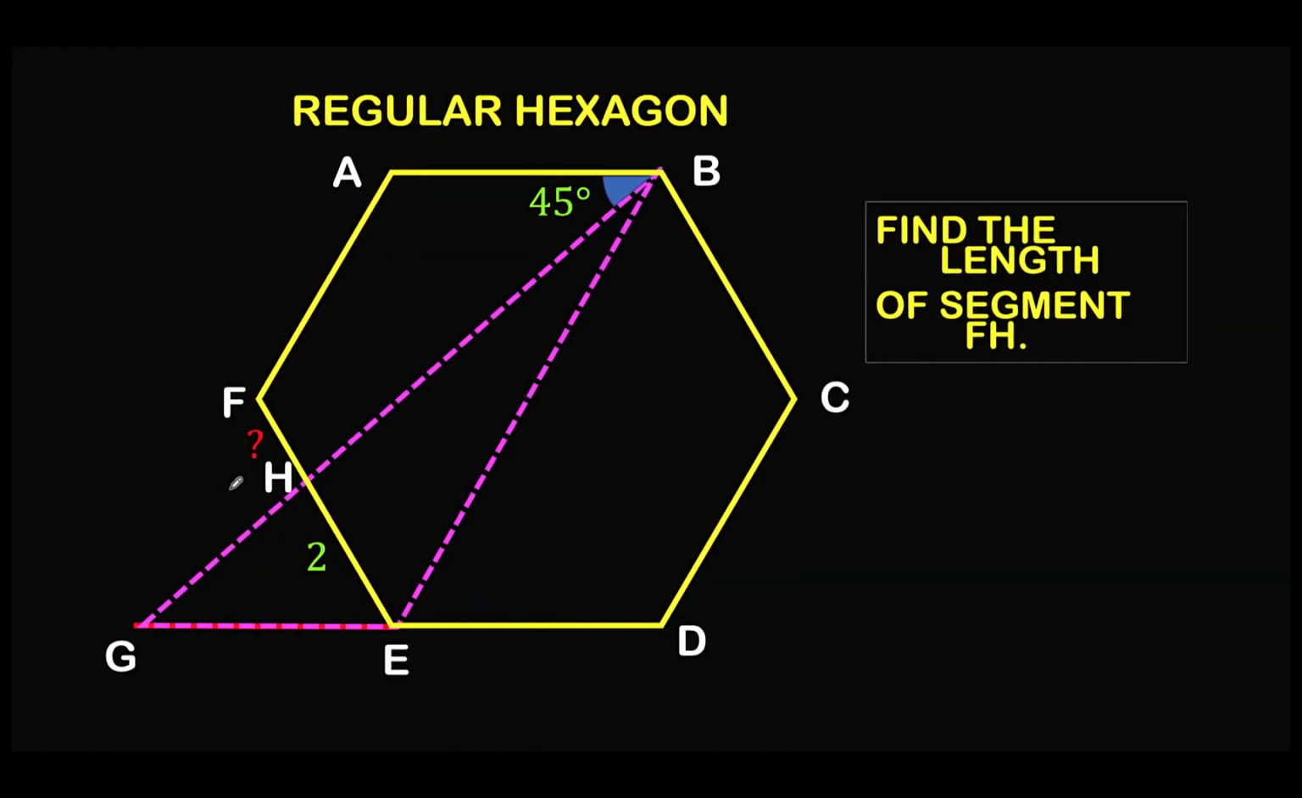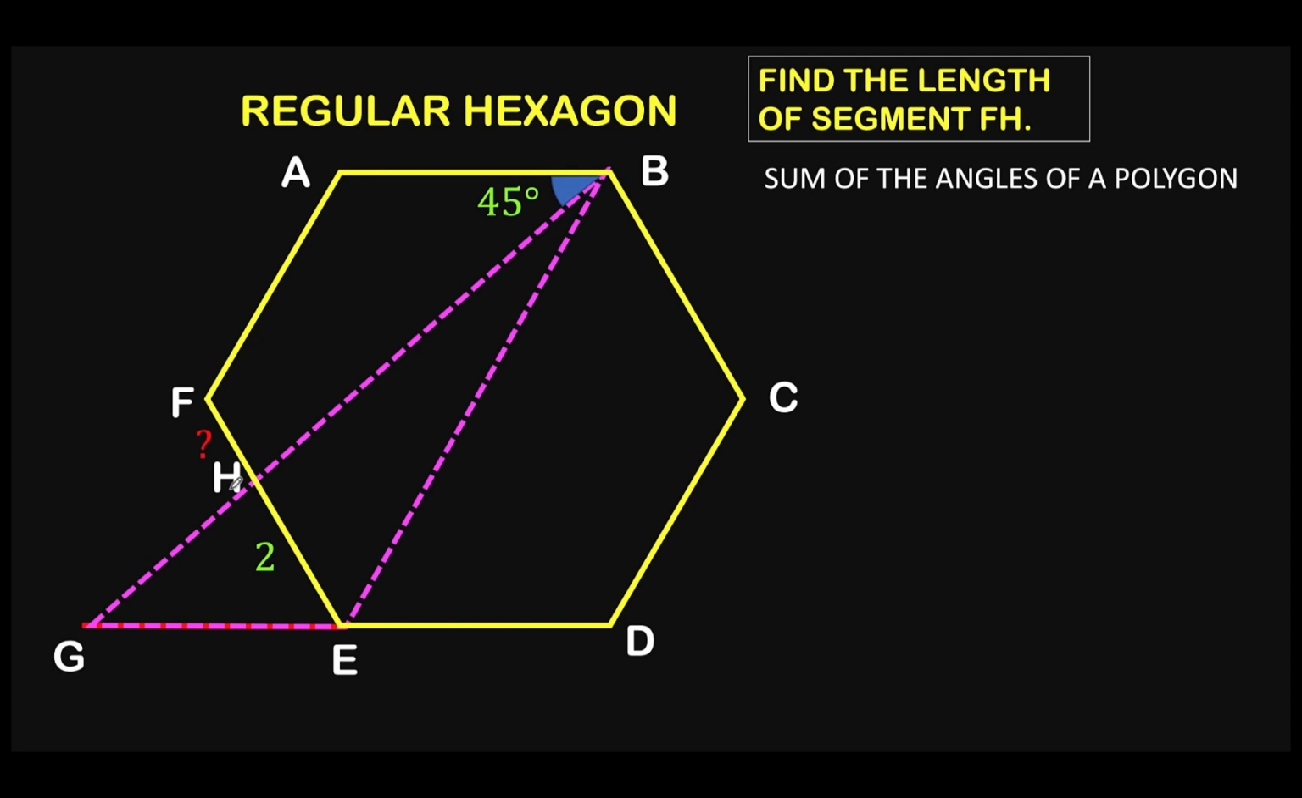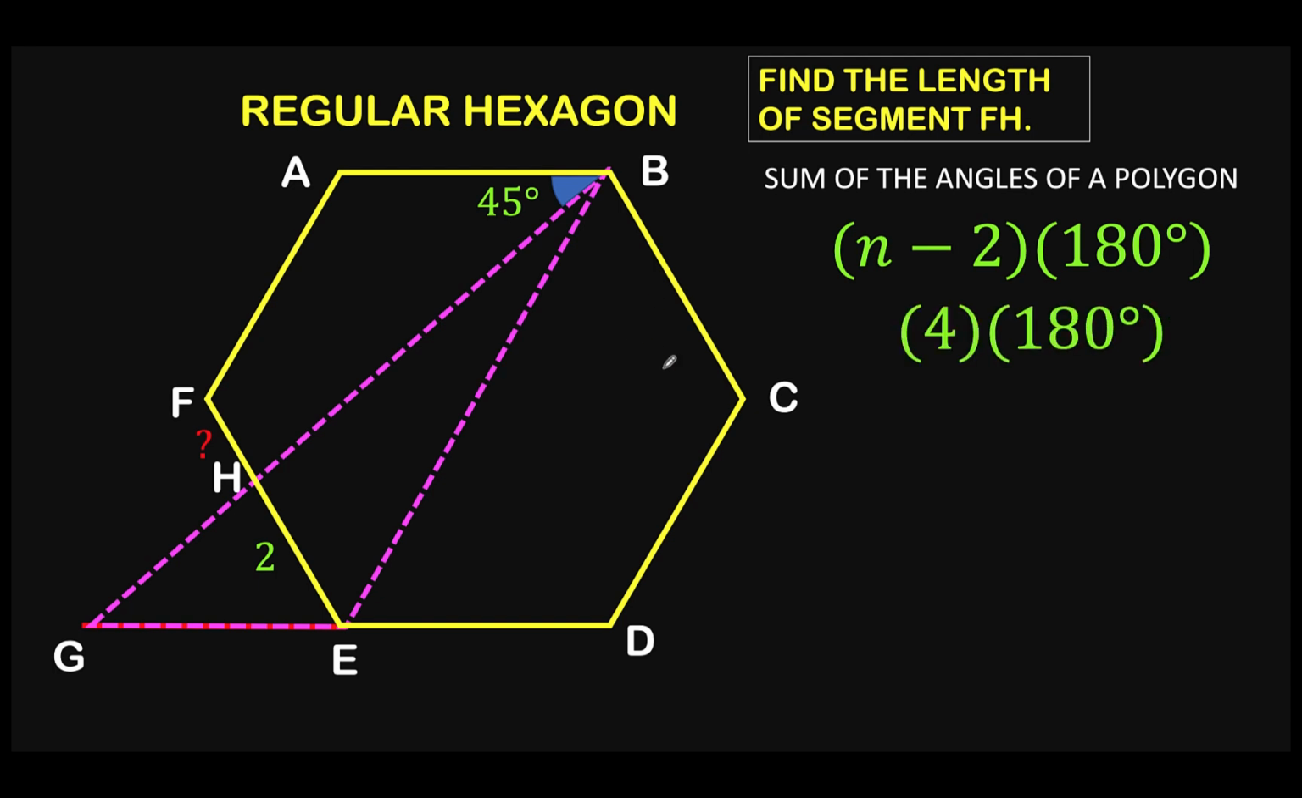Now let's solve this problem together. Let's recall the formula to find the sum of all the interior angles of a polygon. The formula is the number of sides minus 2 times 180 degrees. For our hexagon here, there are 6 sides. So our n is 6 minus 2, that is equal to 4, times 180 degrees. And we have 720 degrees for the total of all the interior angles of this hexagon.